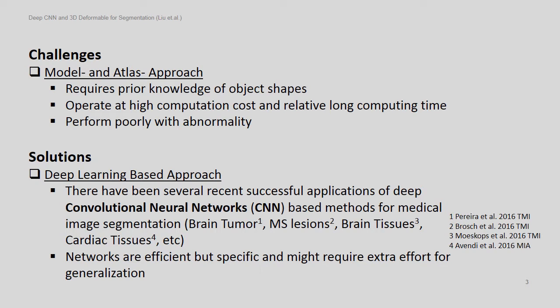With the rapid advance of deep learning methods in recent years, there have been several successful applications of deep convolutional neural networks, CNN, for medical image segmentation, including segmenting brain tumor, MS lesion, brain tissue, cardiovascular tissue, etc. Those networks are highly efficient. However, some of them are specific to a particular image domain, and therefore require extra effort for generalization.